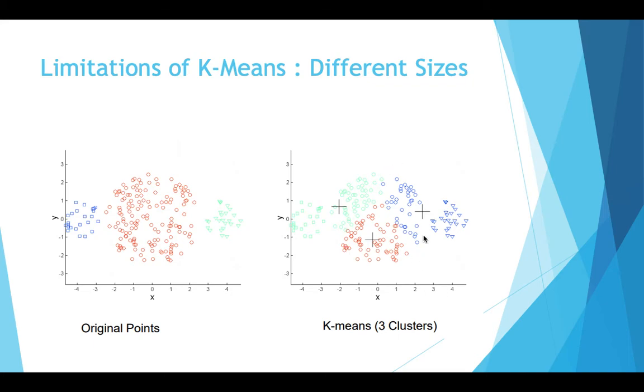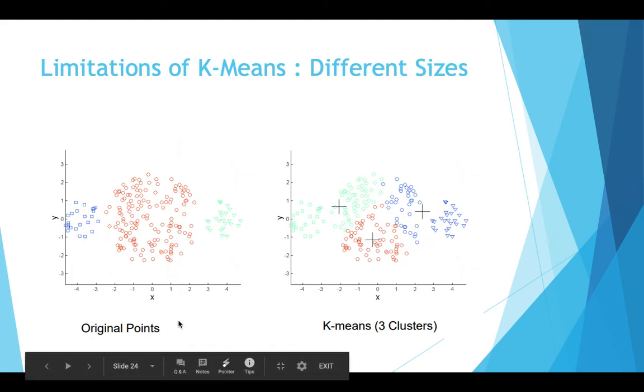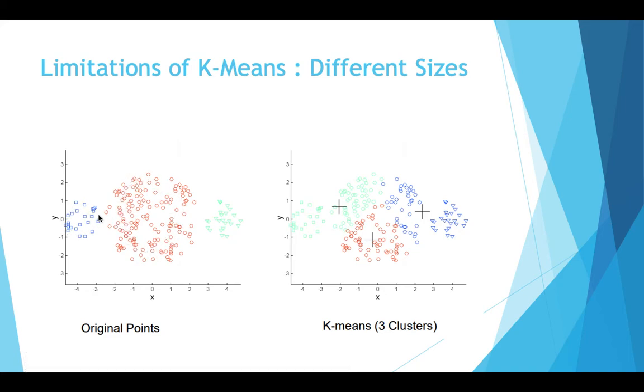Limitations of K-means, different sizes. Here on the left side are the original points. You can see one is a very big cluster and the other two are very small clusters. If my initial centroids are only in the big cluster, then the clustering would result like this. This is not a good clustering, because it should be one big cluster and two small clusters like this on the left side.